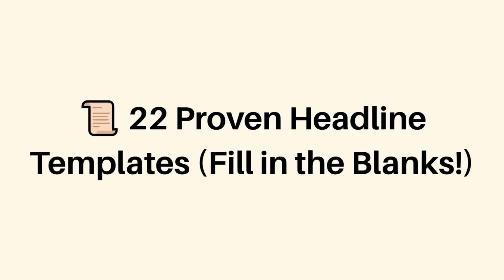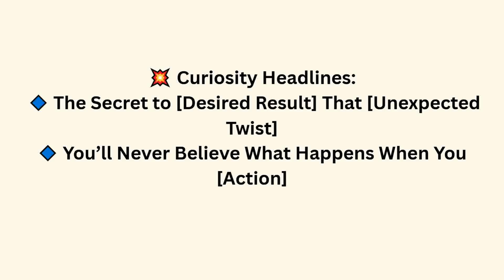Okay, now comes the best part. Here are 22 proven headline formula templates that you can steal right now just by filling in the blanks for your product. Now, there are various types. For example, there are curiosity headlines, and you can just drag and drop the words according to your niche. For example, the secret to, and the desired result, that unexpected twist. We can write it as the secret to earning $7,000 a month that requires only 2 hours of work per day. For the second one, we can say, you will never believe what happens when you become a digital persuader. Or we can say, when you have a portfolio for copywriting.